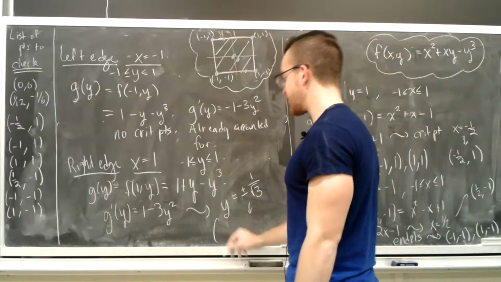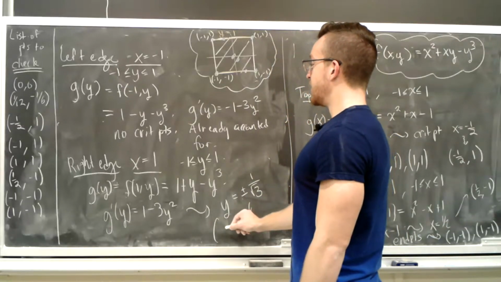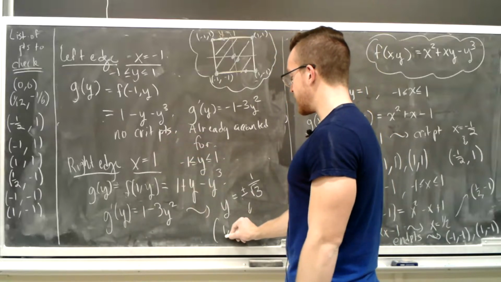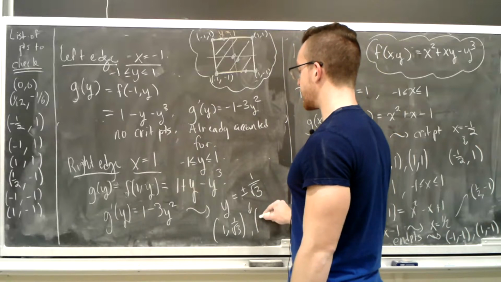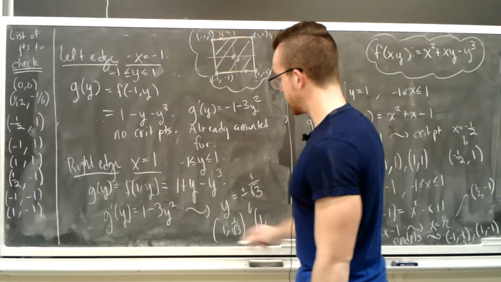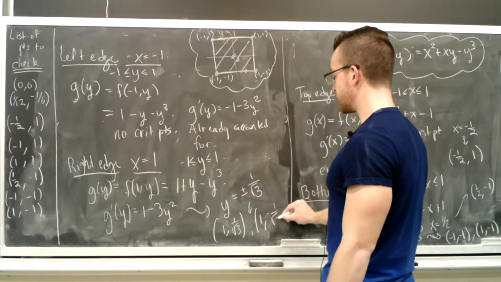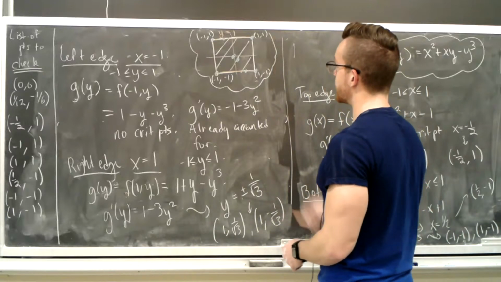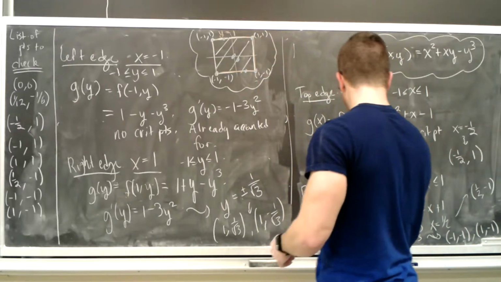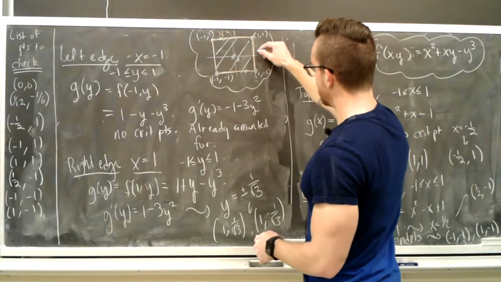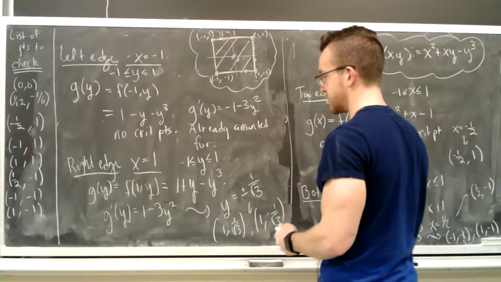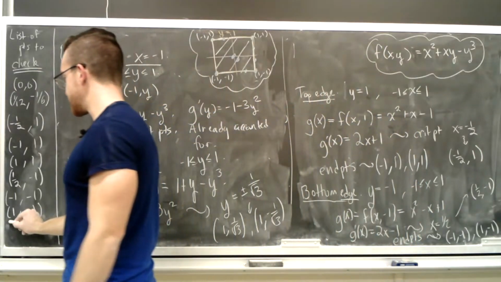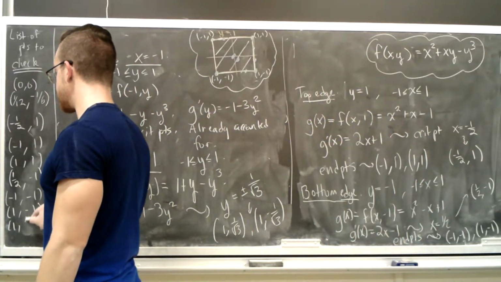Okay, so that gives us 2 points. 1, comma, 1 over root 3, and 1, comma, -1 over root 3. So on the right edge, these are the points like here and here. Add those to the list. We've already accounted for the endpoints.